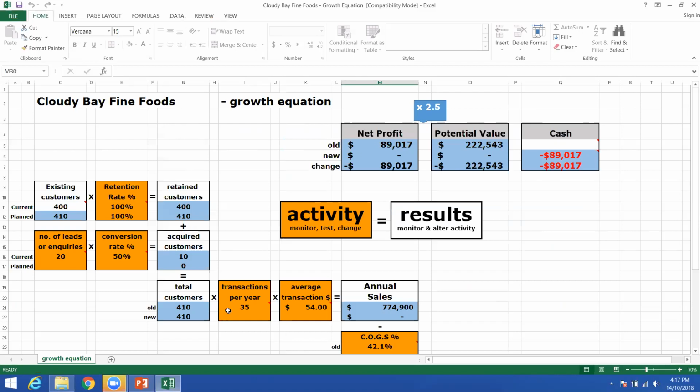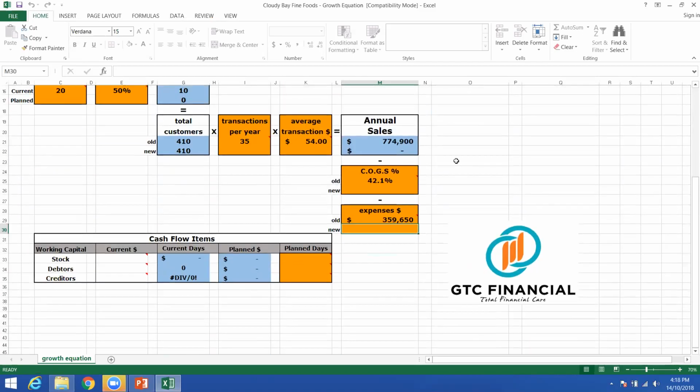The other thing that's important to notice is that up here, there's a valuation section based on a multiple of 2.5 times. We're not going to be talking about valuations today. This is a very rudimentary valuation, and we won't go into that. On the bottom of this spreadsheet as well are some cash flow items. We're not going to be focusing on cash flow today as well.